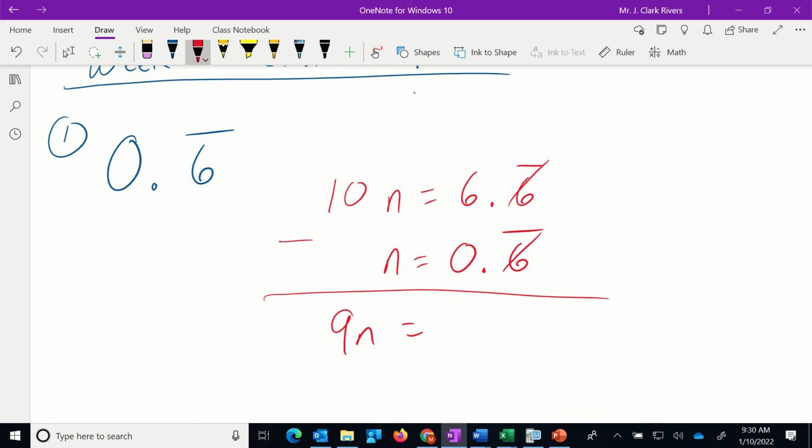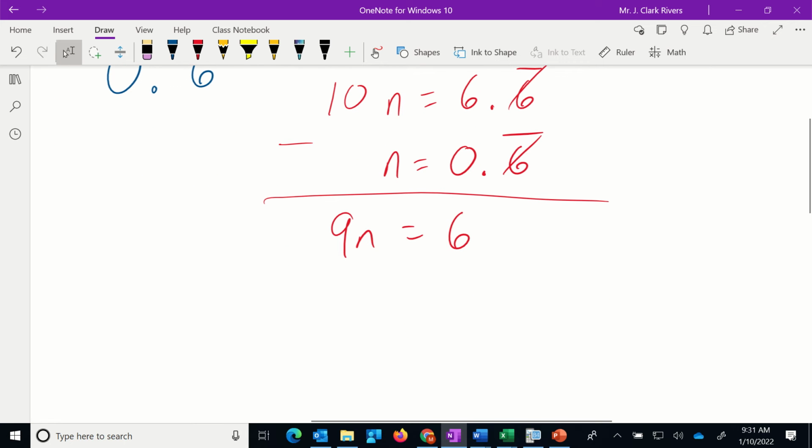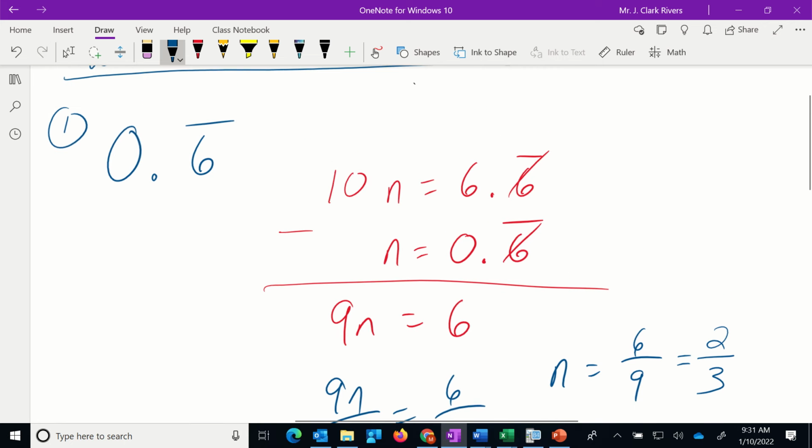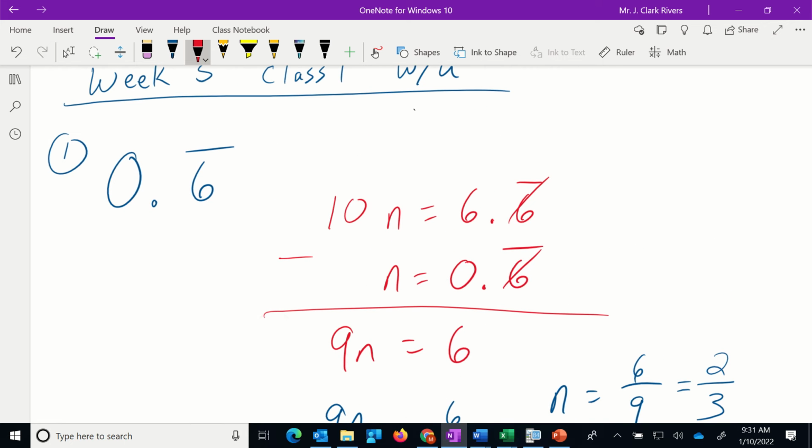That's gone. 6 minus 0 is 6. When I say it's gone, it's 0, right? We now need to divide both sides by 9 to solve for n. So we divide by 9 on the left. We divide by 9 on the right. And we get n is equal to 6/9. We can divide both of these by 3, and we get 2/3. You should have had 2/3 for this one. If you said 6/9, you can just make sure you simplify it next time.